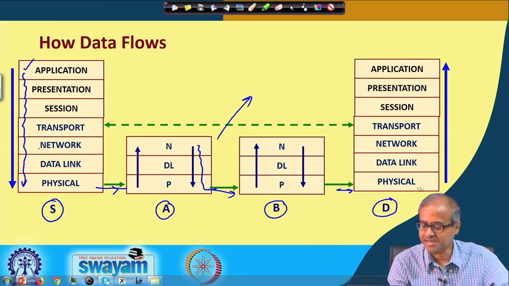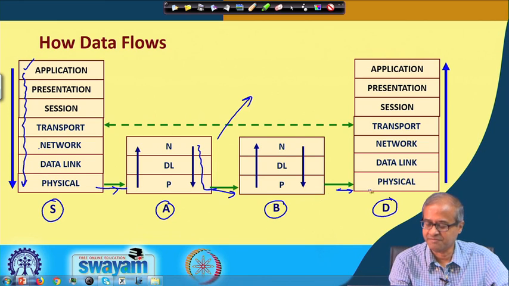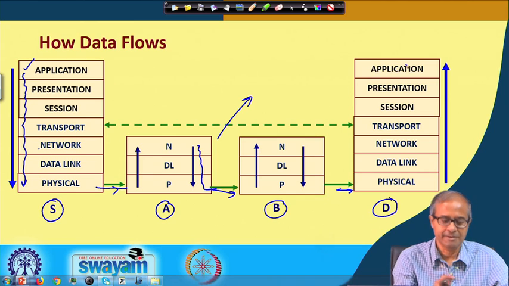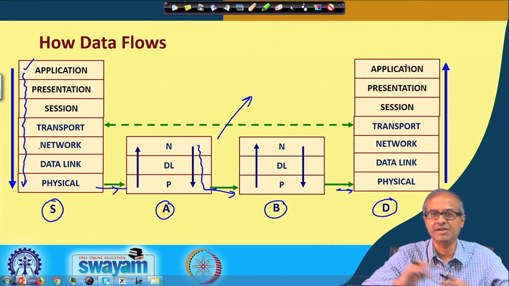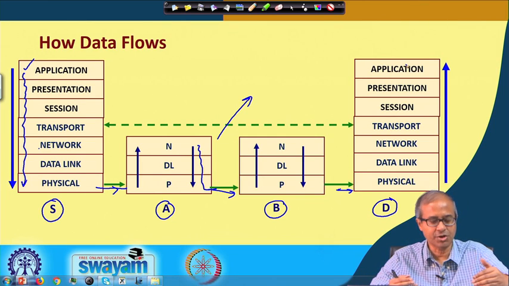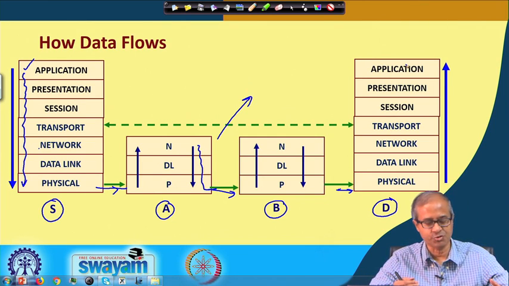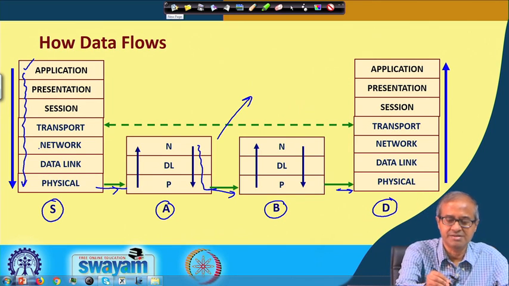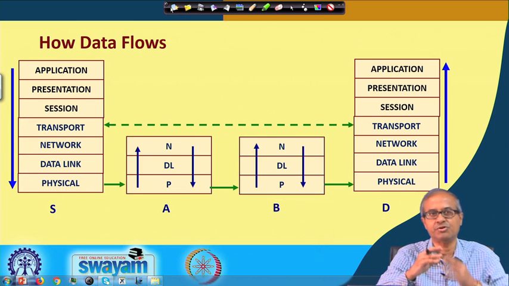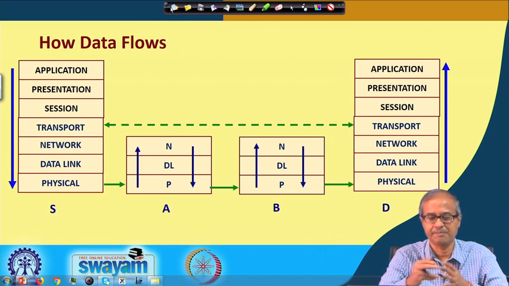In the destination, data will flow in the reverse direction from physical to data link to network up to application. So, roughly this is how data flows through this so called network stack, because the order in which the data goes down, the reverse of it is going up, so it is like a stack. This is sometimes also referred to as a network stack. Okay.